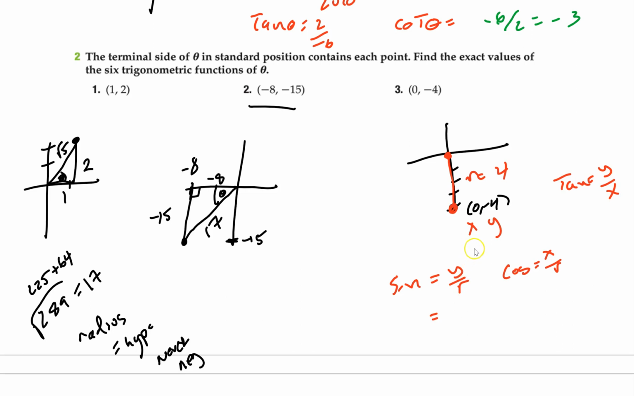In this case, sine is going to be the y value over the r value, which is 4. So sine of theta equals negative 1. Cosine would be 0 over 4, which is 0. So cosine theta equals 0. And tan would be sine over cosine, or y over x, which would be negative 4 over 0. You can't divide by 0, so this is undefined. That's how you do one when it lands on a line. We call those quadrantal angles. It's y over x, and if it's not a unit circle, you have to use the r also.